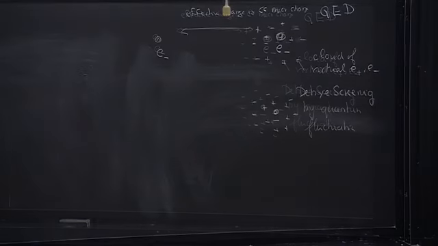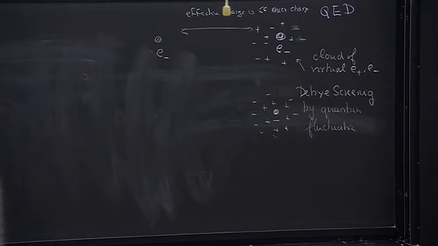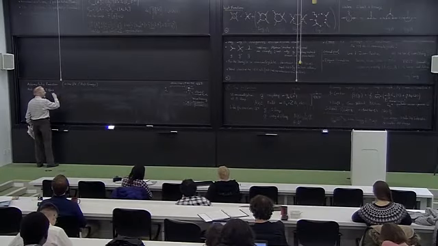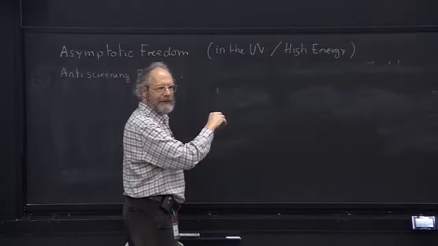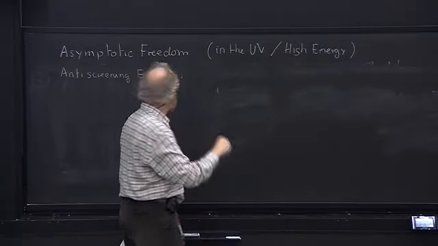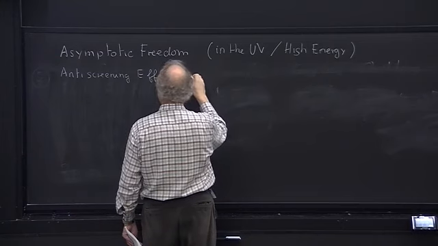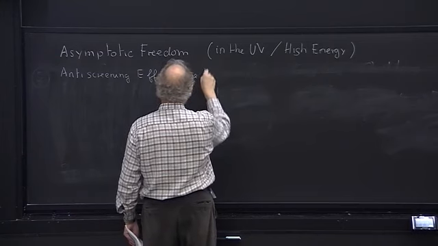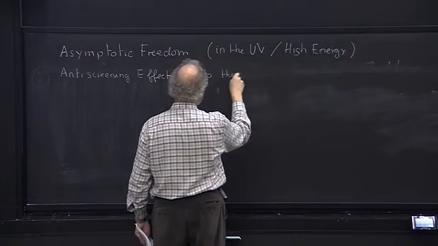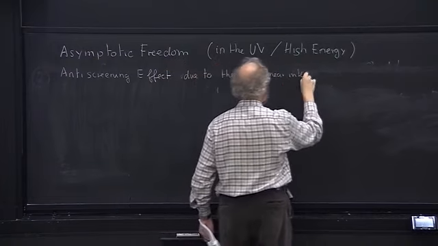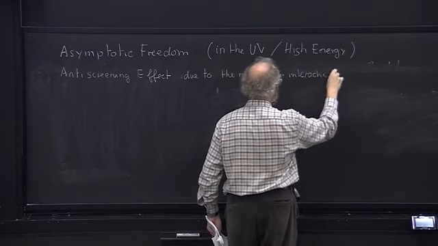And the point is that in Yang-Mills this is an anti-screening effect due to the pair of virtual gauge bosons. And that's explained by the fact that the anti-screening effects are due to the nonlinear interaction in Yang-Mills.